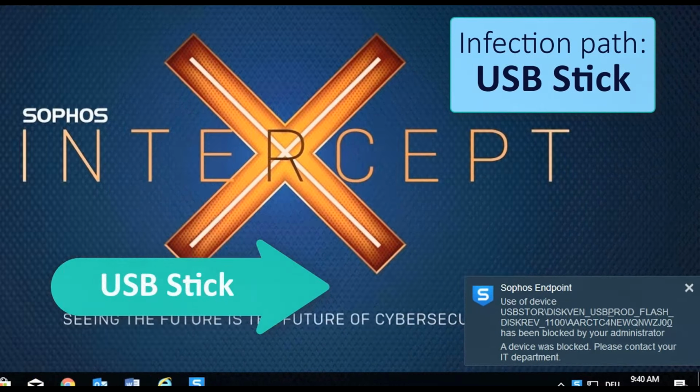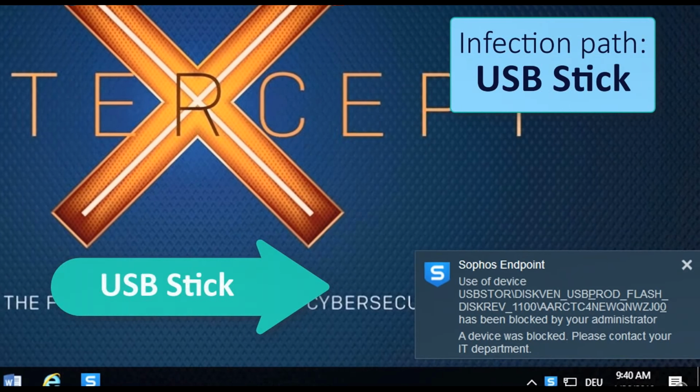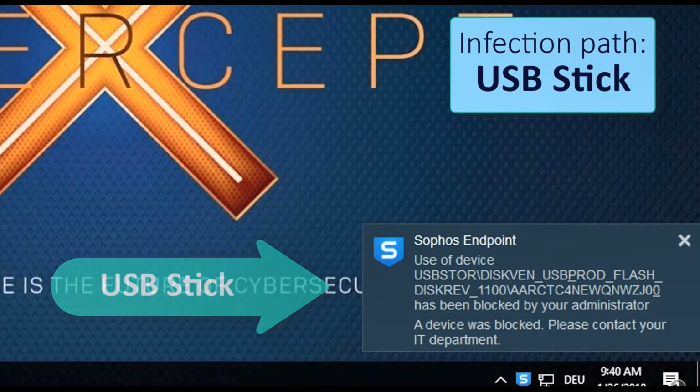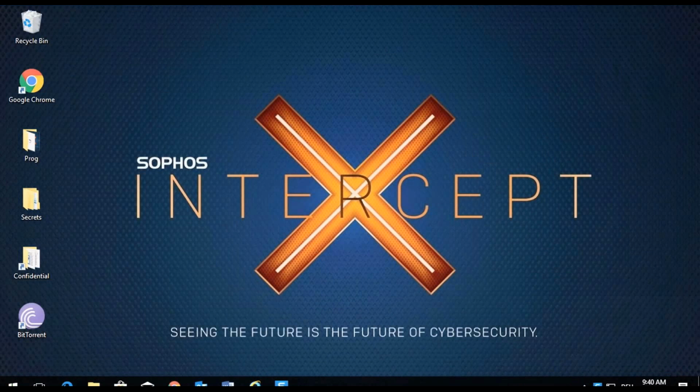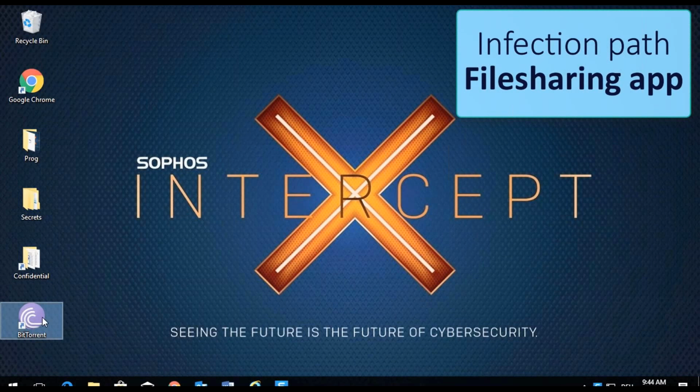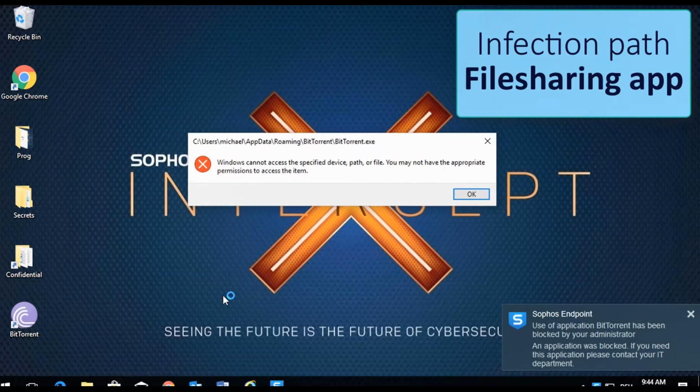One would be a USB stick, of course. So someone basically finds a USB stick in a parking lot, takes it into a company, plugs it into a PC with Sophos endpoint. You can block this, so he's not allowed to plug in all the USB sticks. Or other infection paths like file sharing applications.